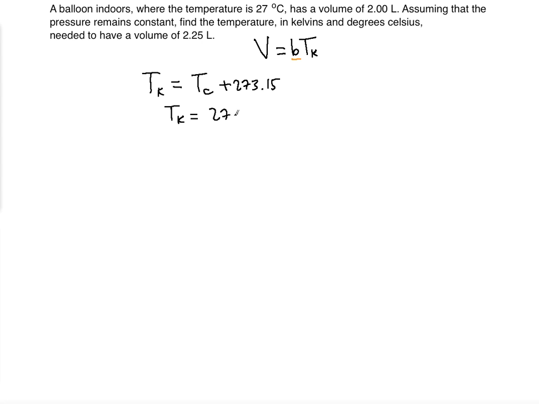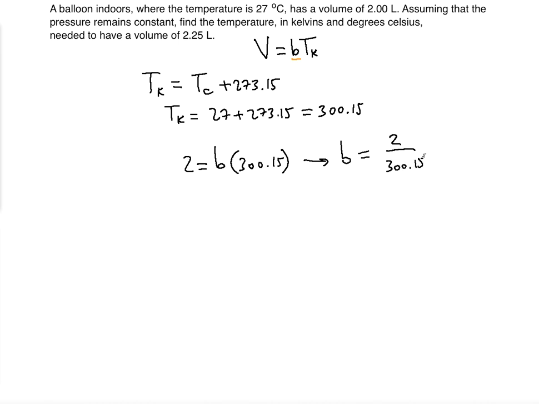So it's going to be 27 plus 273.15, which is going to give you 300.15 kelvins. So we solve for it. So now we can substitute what we know. So 2 for the V is equal to B times 300.15, which means that the B, the constant of proportionality, is equal to 2 over 300.15.